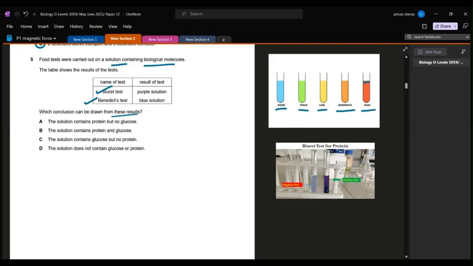Similarly, for Biuret test, initially blue color होता है solution का, light blue सा, and it turns into purple if the test is positive, which means कि food sample में वो biological molecule present था, protein present थी उसमें. So now we can see कि Biuret test में तो purple solution आ गया, that means protein is present. But in Benedict's test solution blue ही रही, that means no reducing sugar was present. So in this case कोई glucose नहीं थी, and the answer is A.